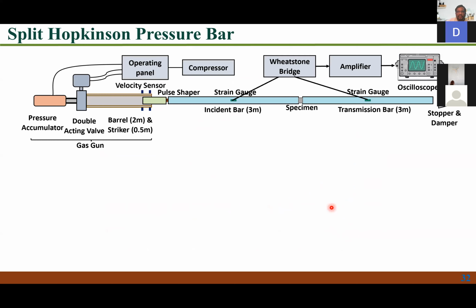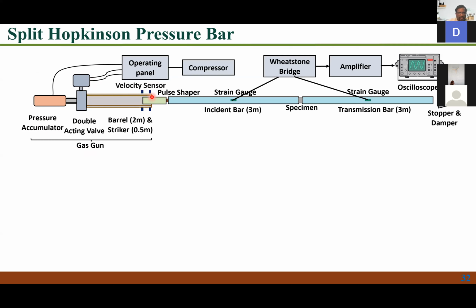Okay, so this is the setup that we have created. In this split Hopkinson pressure bar setup, what we have here is a pressure accumulator, also called a gas gun, and a double acting valve. So you build pressure in this accumulator, you compress the air basically, and then you suddenly release the valve. Basically you have what is called a striker. Just like in your gun you put a bullet, in the same way this striker is like a bullet.